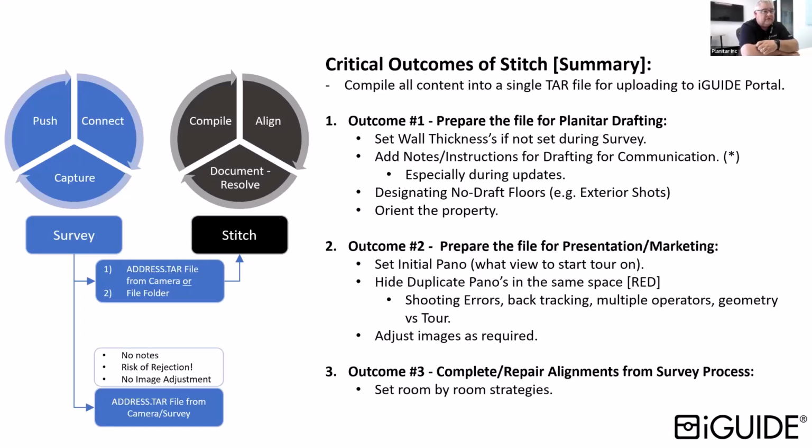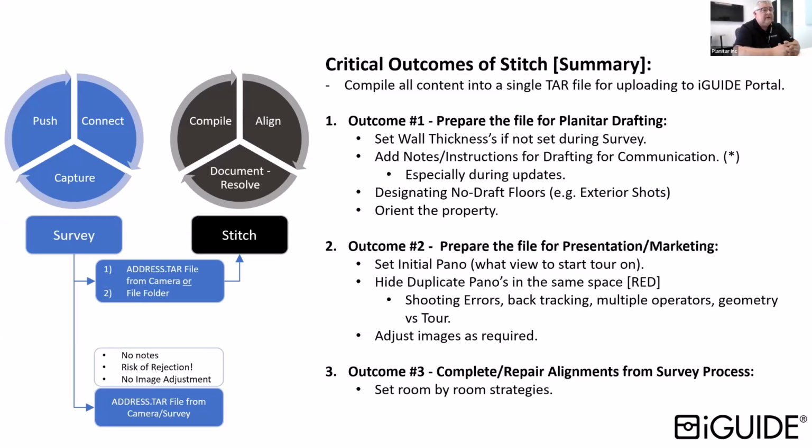Designating no-draft floors. If you've scanned an area and for whatever reason you don't want to draft it, you can either delete it, say remove it, or put in a note: do not draft this floor. It's just meant to be a portal or communication tool, again, telling the draft people what you want done. And the other big one is orienting the property, or telling the drafting team how you want it oriented and to appear in the final iGUIDE. Again, please put any questions in there if anything is coming up.